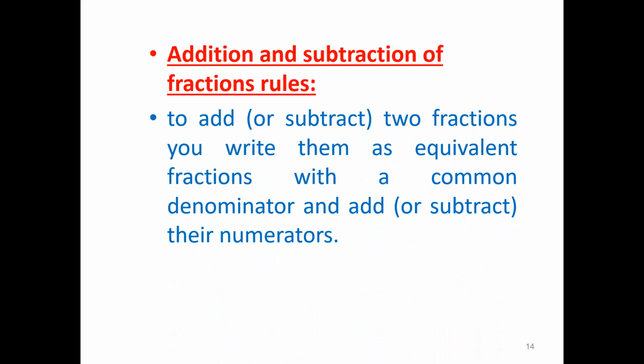To add or subtract two fractions, you write them as equivalent fractions with a common denominator and add or subtract their numerators. This is the important step in adding or subtracting fractions. But let's see how. Let's start with this example. Calculate 1 over 5 plus 2 over 5. The operation here is addition.